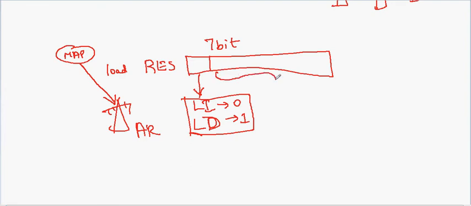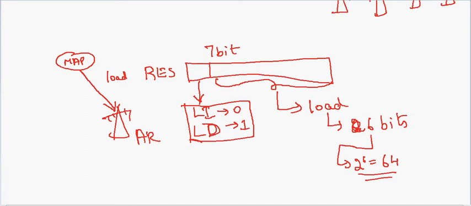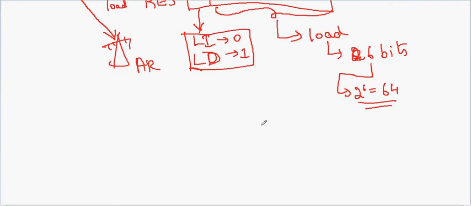The rest of the bits will contain the load in the MAP. So the MAP will be sending the RES field, which contains the load, to the access router. In the 6 bits there will be the load. 6 bits can store 2 power 6, that is equal to 64 values. The load is actually given in percentage, so if I give it in percentage, there should be 100 values, but why 64?